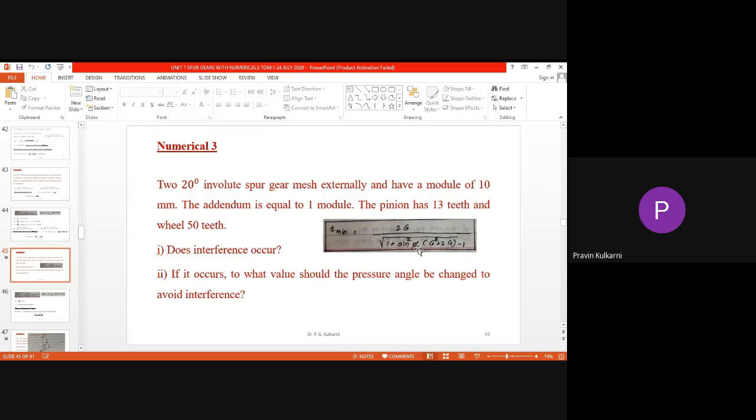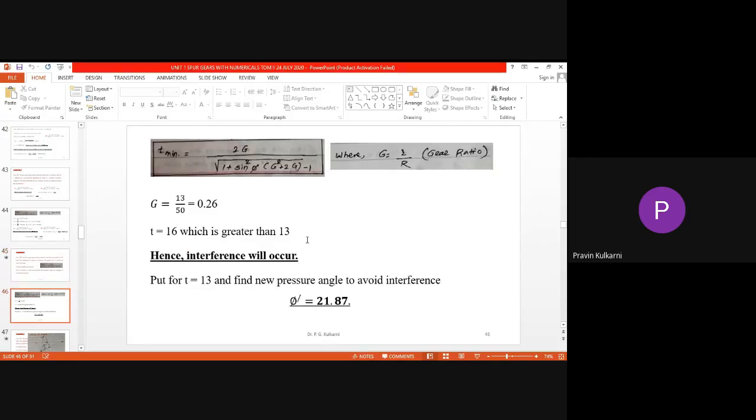To avoid that, you can change phi. The same thing is done. Using this formula, T was calculated, which came out to be 16, and the given teeth were 13, so interference occurred. Phi was changed.